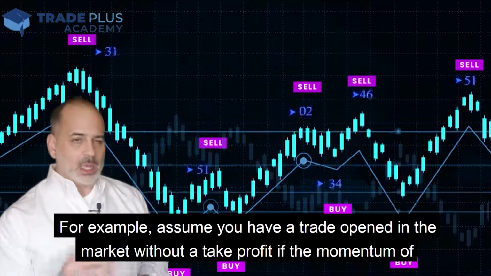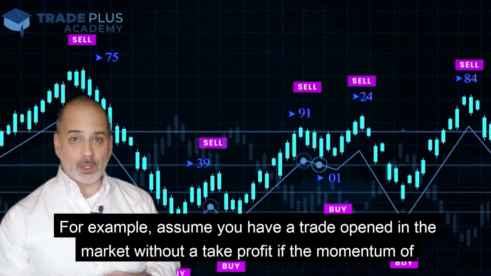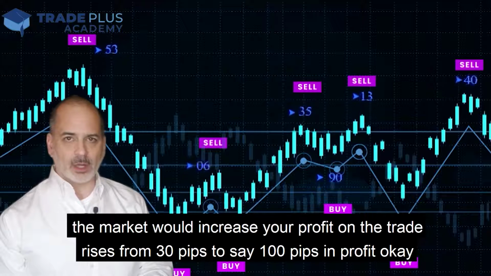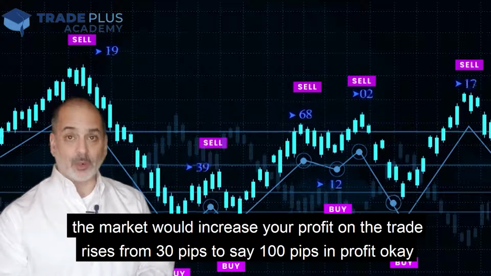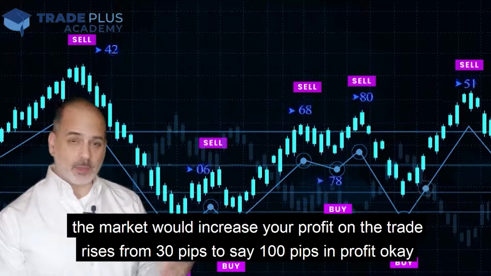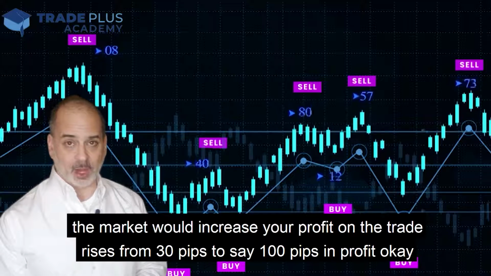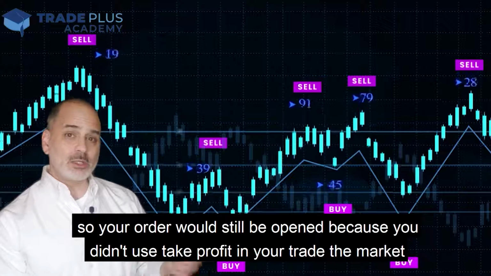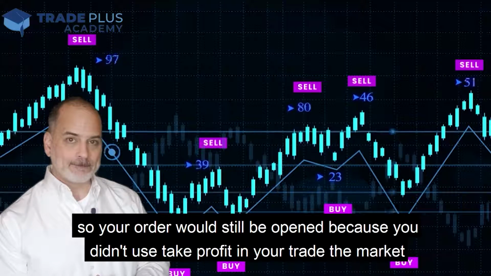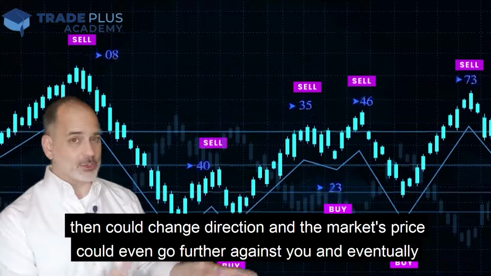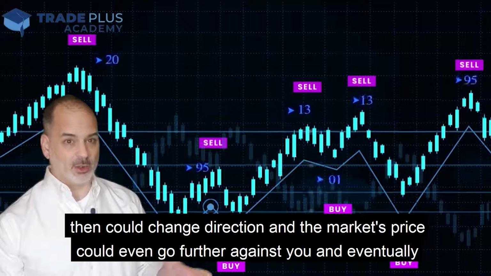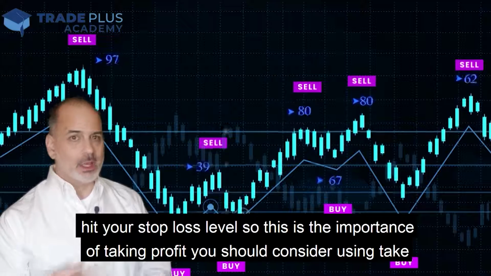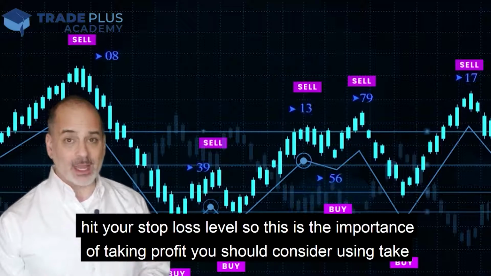For example, assume you have a trade opened in the market without a take profit. If the momentum of the market would increase, your profit on the trade rises from 30 pips to say 100 pips in profit, okay? So your order would still be opened because you didn't use take profit in your trade. The market then could change direction and the market's price could even go further against you and eventually hit your stop loss level. So this is the importance of taking profit.